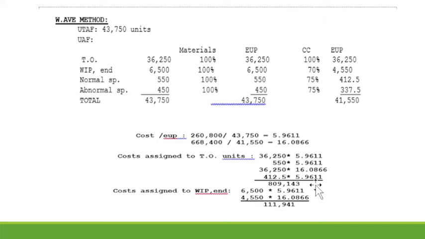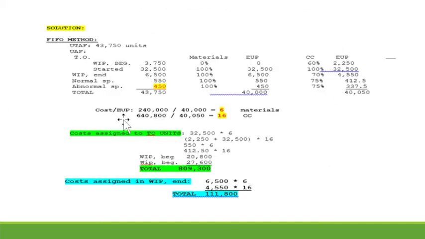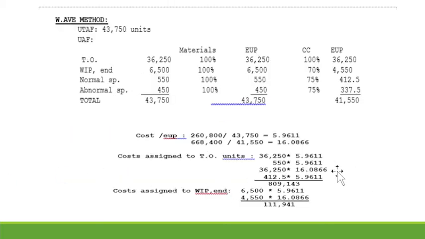So what's the difference? Under the FIFO method, ina-add mo pa yung buo ng WIP beginning. Pero sa weighted average, wala ka nang i-add na WIP beginning dahil naka-incorporate na po yun dito sa computation mo ng cost per EUP. Okay? Kasama na yun dito sa per unit figure dun sa unit cost. Kaya hindi na siya dapat isama dito sa cost assignment. Okay? So, yun yung another major difference ng computation.